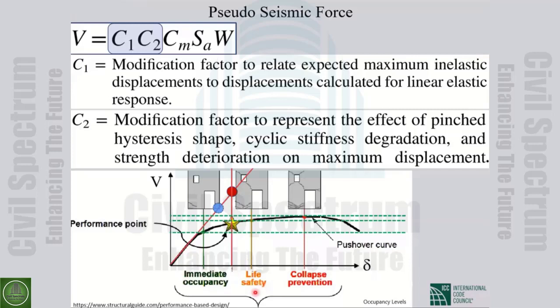So the performance levels are accepted values for the capacity. Demand depends on the earthquake, and then we check and compare the demand with the capacity. If the demand is less than the capacity, that specific performance level is satisfied. So the building behaves like this in reality.